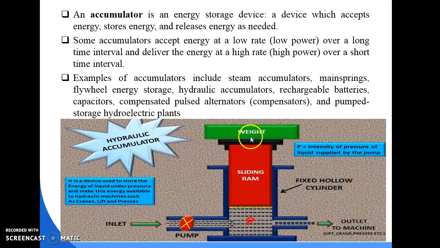If you are going to raise the weight, the ram should move in the upward direction. During that time, the accumulator provides the energy and thereby the weight is raised. While the weight is lowered, the sliding ram moves in the downward direction and thereby the high pressurized liquid will be delivered through the outlet to the machine. In this way, there is a fixed hollow cylinder, and inside the hollow cylinder a sliding ram is there, and the weight carrying is carried out.